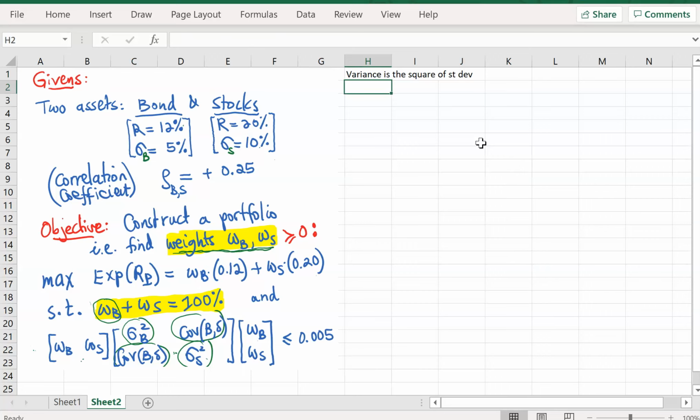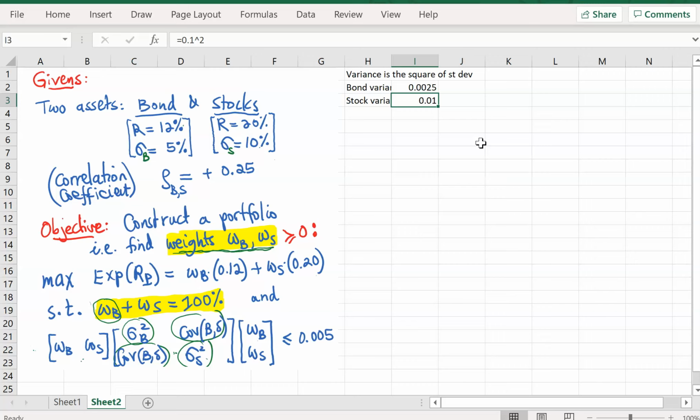So looking at the bond variance, the standard deviation is 0.05, but I can just go ahead and square it. So the bond variance is 0.0025, and the stock variance is 0.1 squared, which is 0.01.